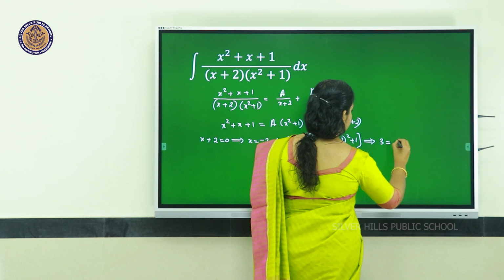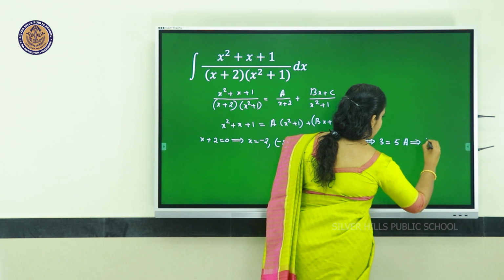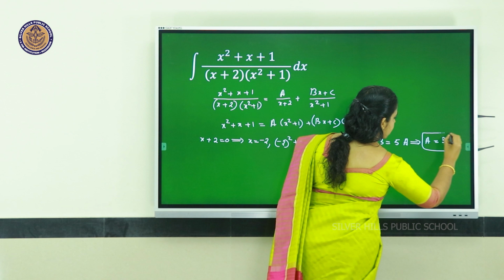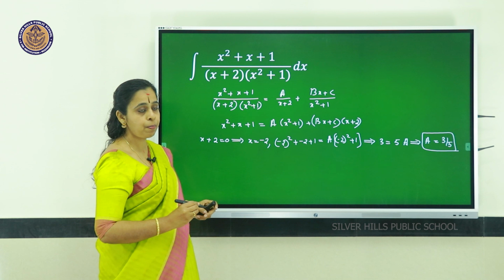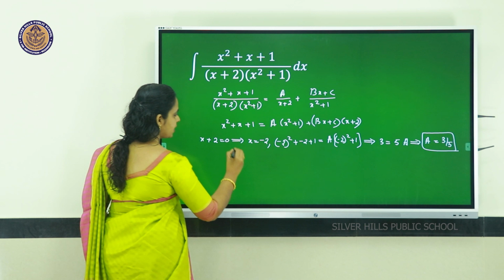Implies A equal to 3 by 5. Now, let us find the value of B and C. Let us equate the coefficient of x square on both sides.